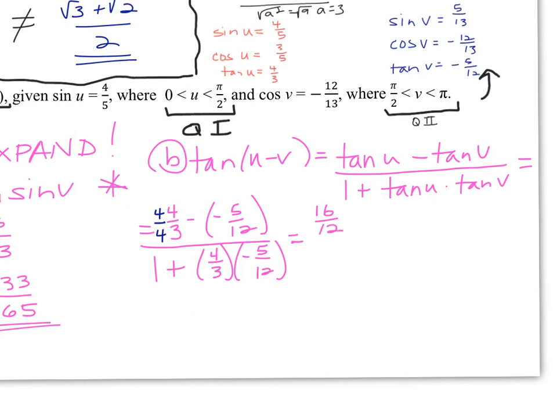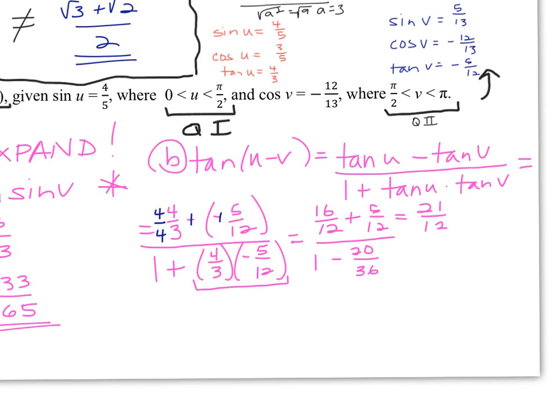And then we have two negatives that make a positive, so plus 5/12, and that gives us 21/12. So I guess that wasn't so awful. In the denominator, now we can just multiply straight across. So we have 1, and then 4 times negative 5 is negative 20, so I'm going to do minus 20 over 3 times 12, which is 36.